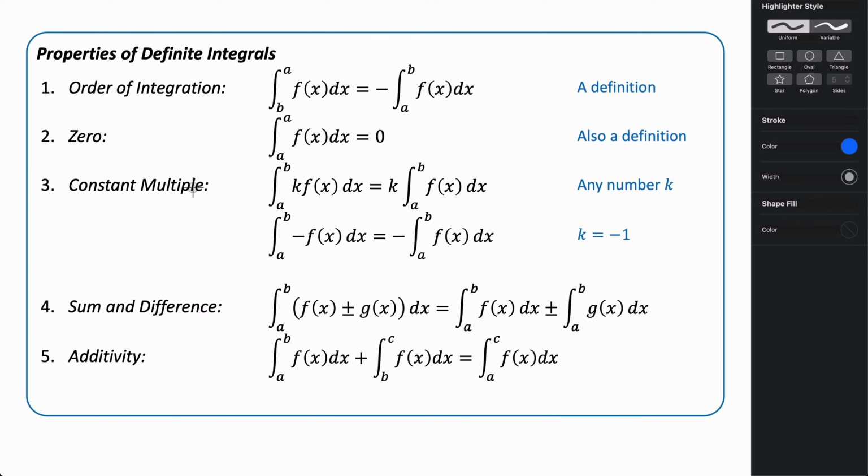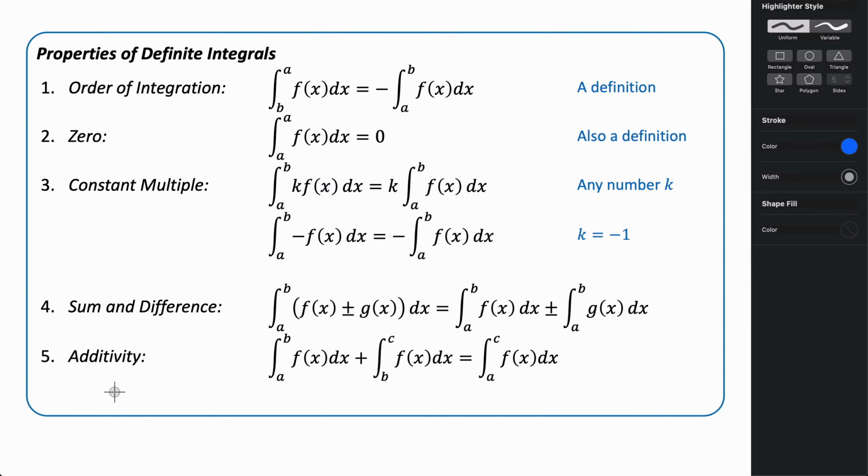So again, the constant multiple rule means we can just pull a constant out of our definite integral, just like with an indefinite integral. Same with a negative, because it's like a -1. Sum and difference still applies, right? So if you have a sum or difference of 2 functions inside a definite integral, you can break it up into a sum or difference of 2 integrals with the same limits of integration.